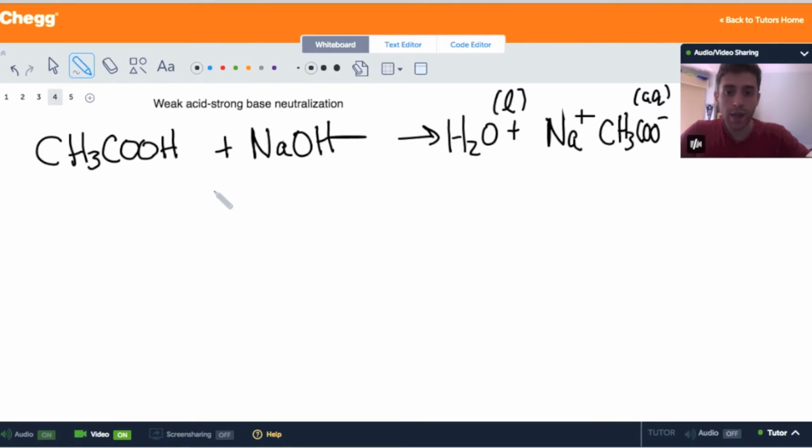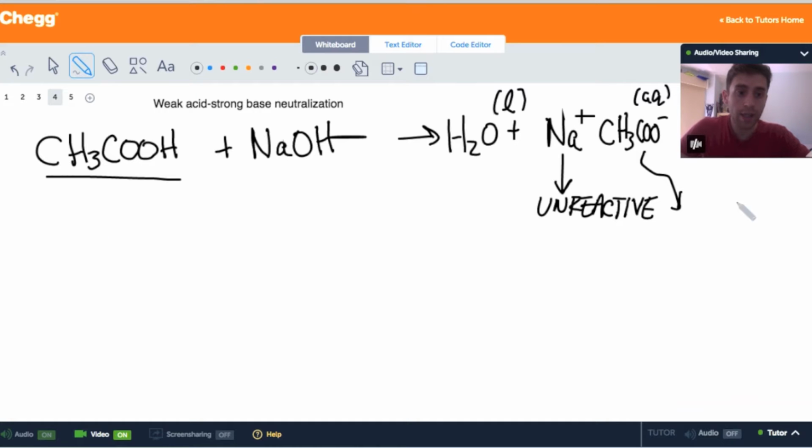And what's going to happen here? Well, sodium is stable. It doesn't react because it comes from a strong base, sodium hydroxide. However, this species comes from acetic acid, which is not a strong acid. So those reactions are reversible. Acetate can react with water because the breakdown of acetic acid is reversible. So acetate likes to react with water.